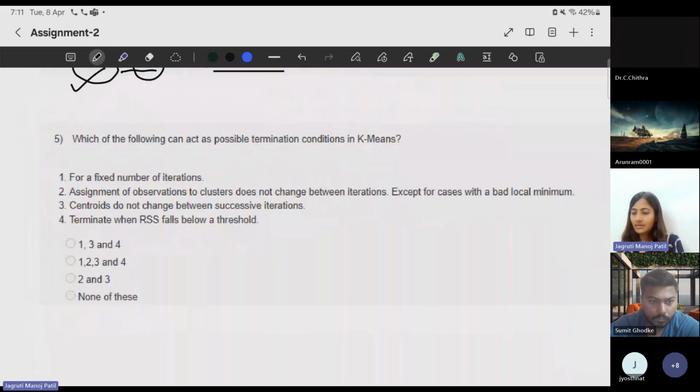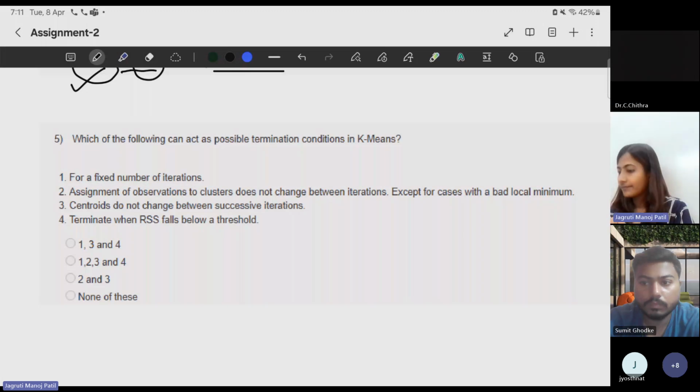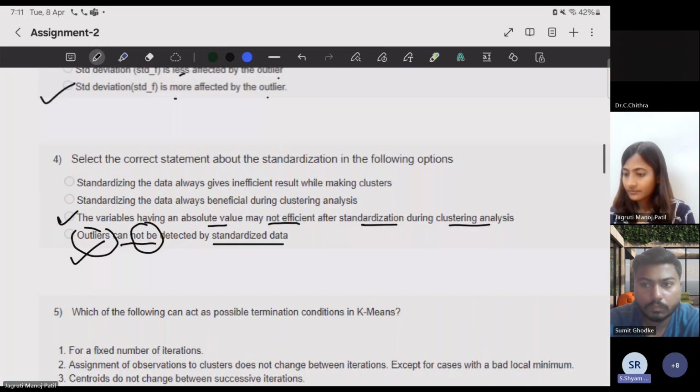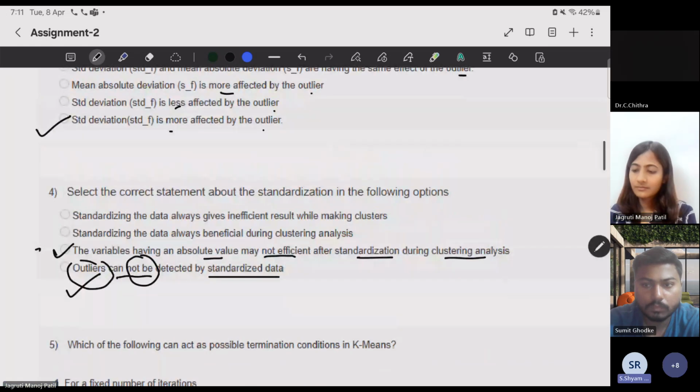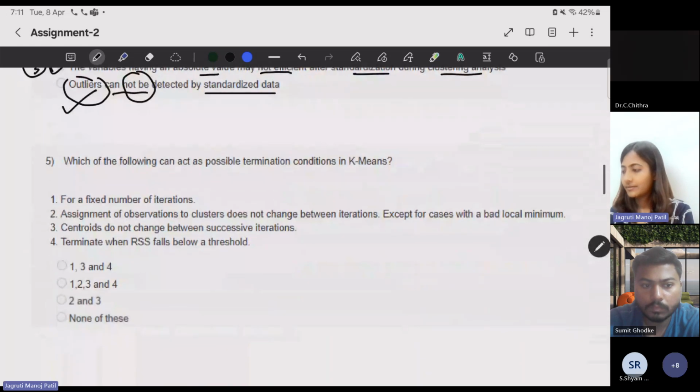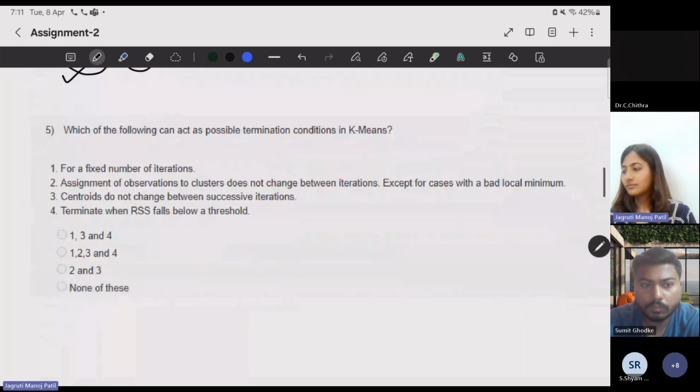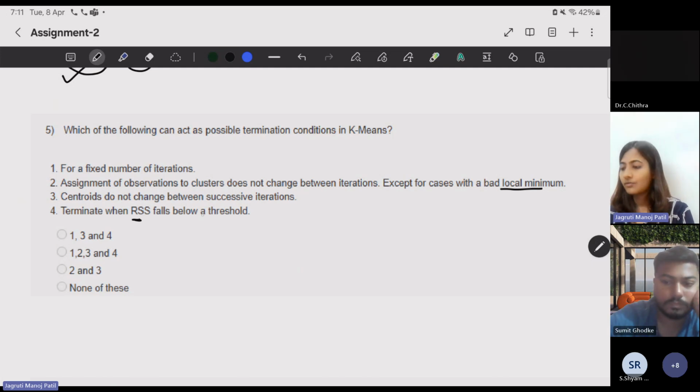Okay. Which of the following can act as a possible termination condition in k-means? For a fixed number of iterations, the assignment of observations to clusters does not change in between iterations. For the previous one, the answer is the third one. Okay. Except for cases with a bad local minimum, centroids do not change in between successive iterations. It will terminate when your residual values fall below a threshold. Which of the following is true here?